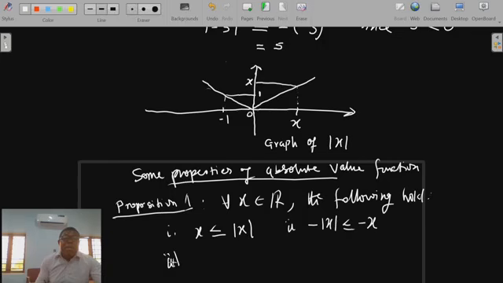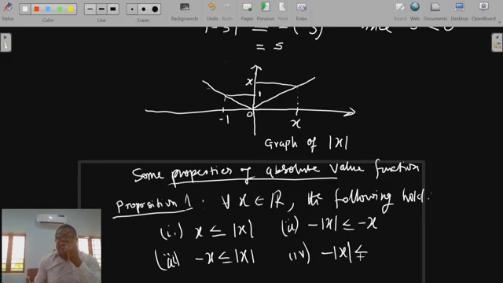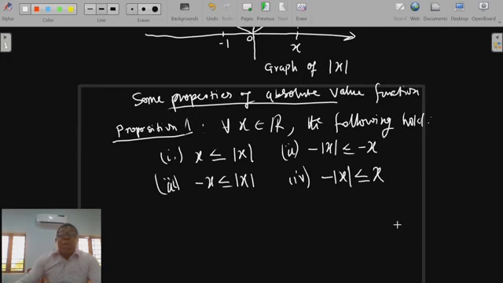3 is that minus x is less or equal to absolute value of x, and which will also lead us to 4. 4 is saying that minus absolute value of x is less or equal to x, meaning that if we are able to establish 3, then 4 holds. Now, for want of time, I will only justify the proof of 1. So how do we do this?